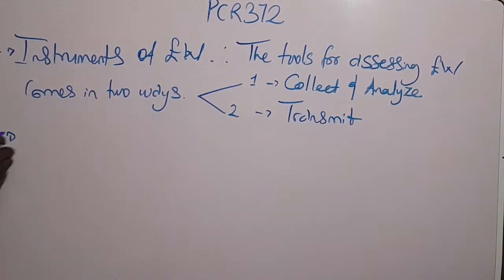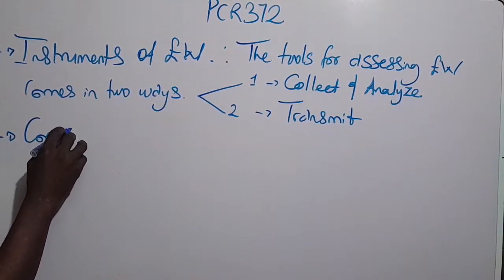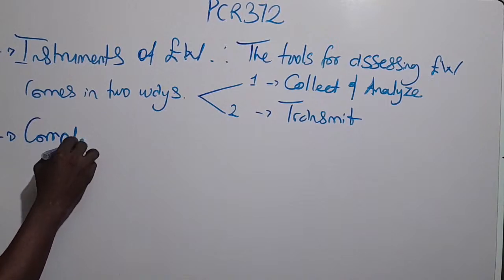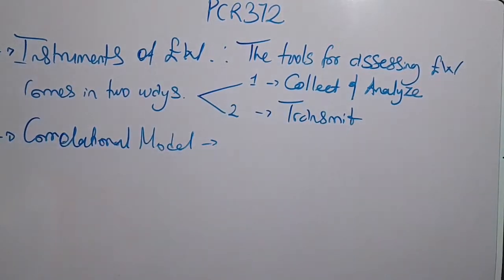Very quickly, another model is what we call the correlational model. It's one of the tools as well. It's a type of instrument that employs the use of regression to test the strength of postulated sets of causal links among variables. Now, what are we talking about?